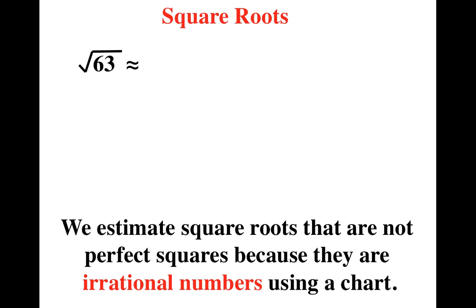I hope you notice that we estimate square roots that are not perfect squares because they are irrational numbers. And we can also use a chart. If you don't have a chart, maybe ask your teacher for a square root chart. But the square root of 63. Well, it's in between 7 and 8, because of the square root of 49 and the square root of 64. Really, really close to the square root of 64. So I'm going to say it's 7.9 something.